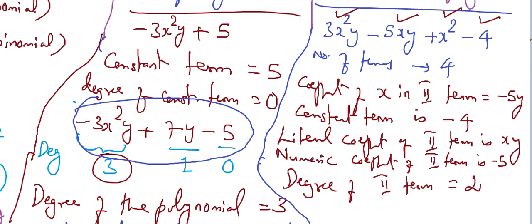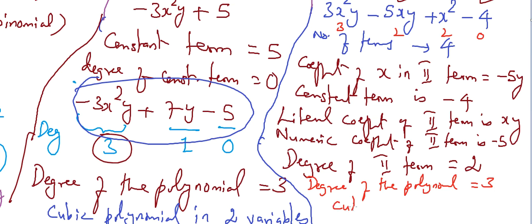What is the degree of the polynomial? For that we need to find the degree of each term. See, for the first term, the degree is 2 plus 1, 3; second term 1 plus 1, 2; third term again 2 because the power of x is 2; fourth term degree is 0. So the highest is 3. So the degree of this polynomial is equal to 3. That means we can call this polynomial a cubic polynomial.